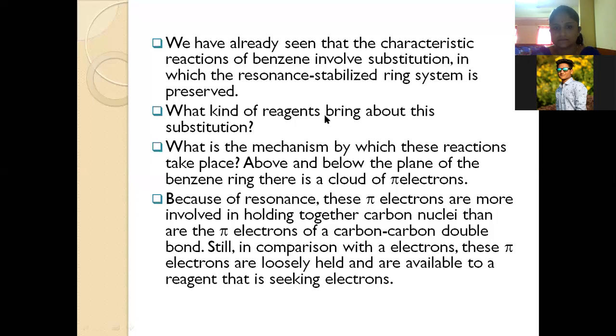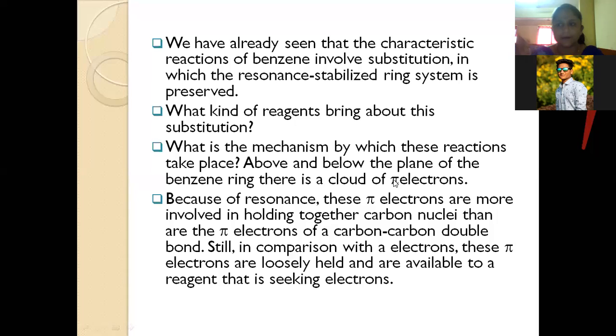Now, what kind of reagent brings about this substitution? That means which reagents go for substitution inside the ring? What is the mechanism of these reactions? How are they substituted above and below the plane of the ring of benzene, as there is a cloud of pi electrons? We have seen the structure of benzene.